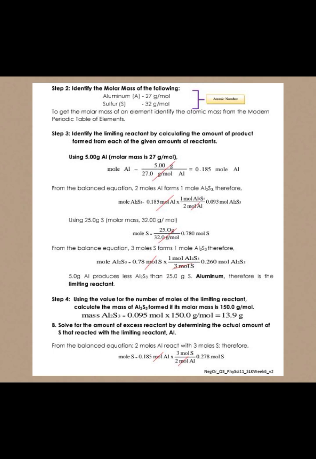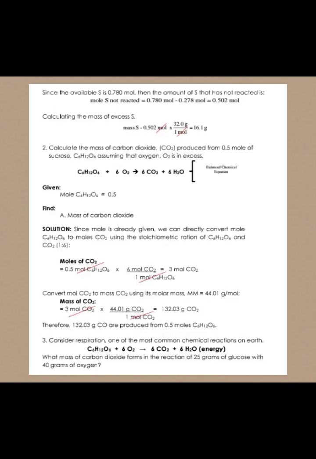2 moles Al react with 3 moles S. Therefore, mole S equals 0.185 mole Al times 3 mole S over 2 mole Al, which is 0.278 mole S. Since the available S is 0.780 mole, the amount of S that has not reacted is 0.780 mole minus 0.278 mole equals 0.502 mole. Calculating the mass of excess S: mass S equals 0.502 mole times 32.0 grams over 1 mole equals 16.1 grams.